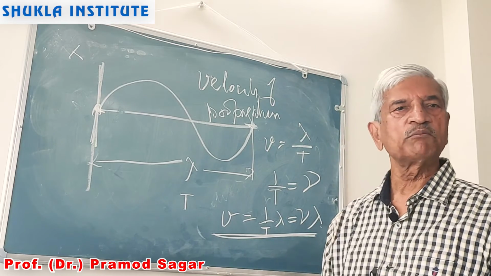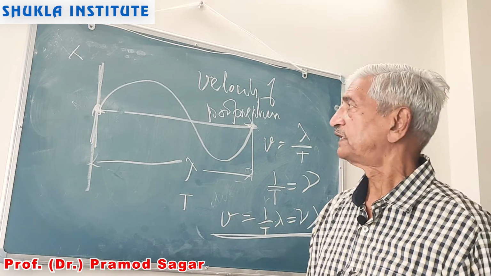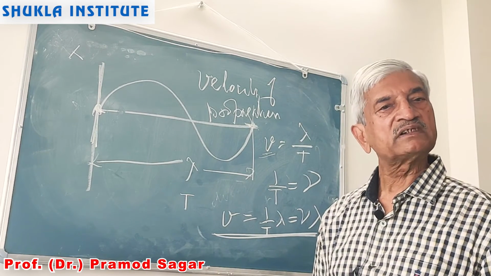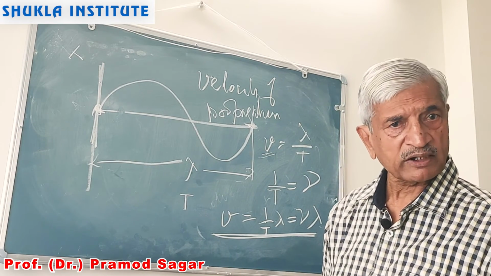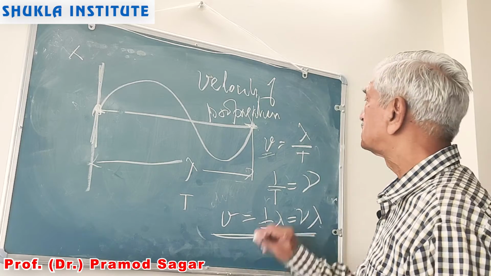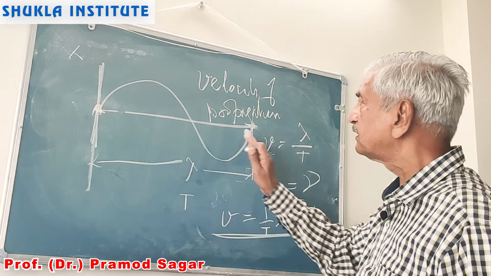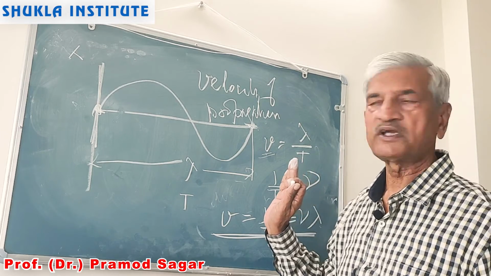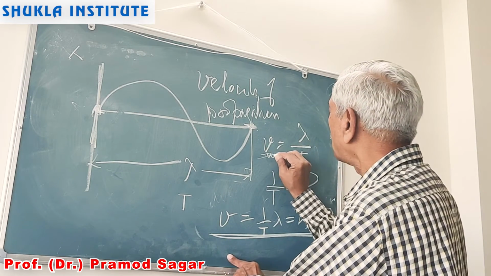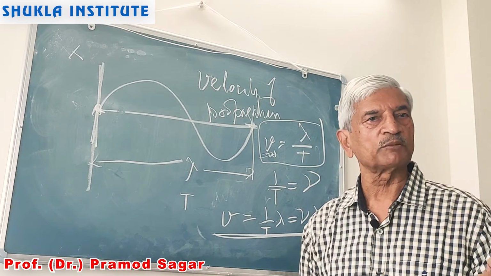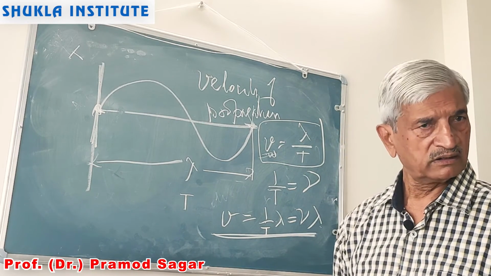Now there is one very important part I would like to say. This V is what? Is it the velocity of the motion of the particle? No. It is the velocity with which the vibrations are being transferred in the medium, and therefore the velocity of wave. Velocity of the motion of the particle we will be discussing later.